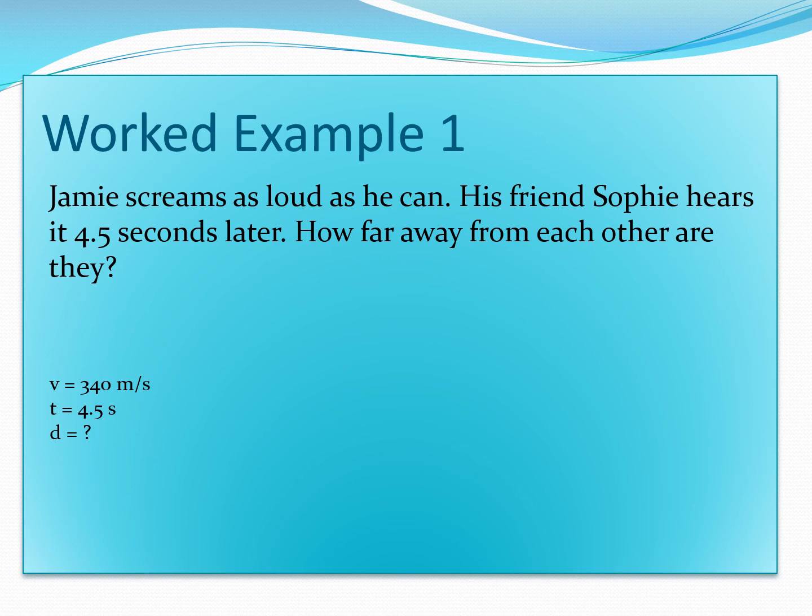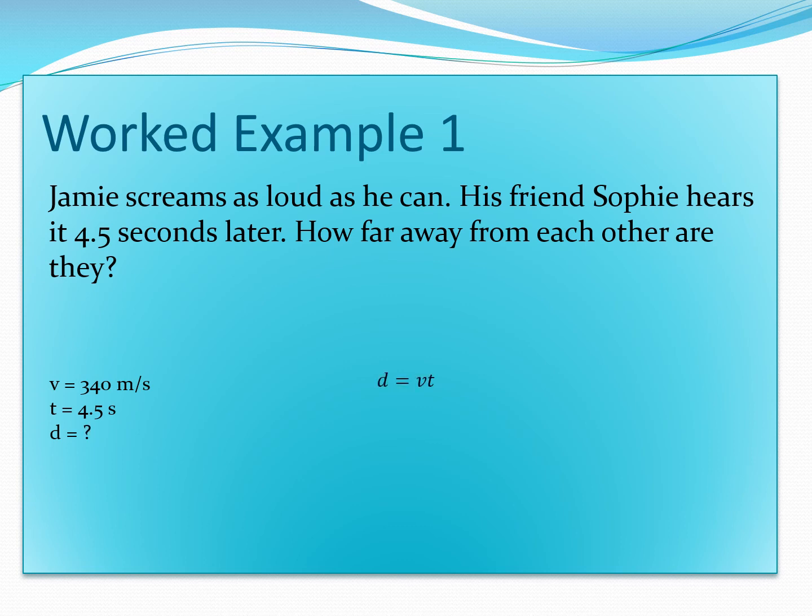So if Jamie and Sophie were stood 340 meters away from each other and Jamie screamed, Sophie would hear it 1 second later. She didn't hear it 1 second later though. The time was 4.5 seconds. The distance is what we're trying to figure out.